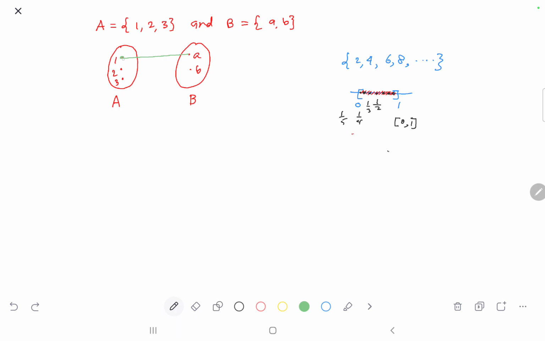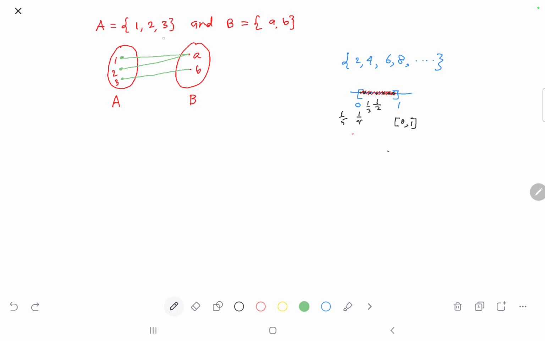Now, for 1, you cannot select two here. You have to take only one. I mean, for 1, you can take only one element in the set B. Either you can take a or b. For example, I took a. Now if you take 2, then you have two choices, either a or b. So let me send 2 to a. This is a function. Now 3, you can send to a or b. So let me send it to b.